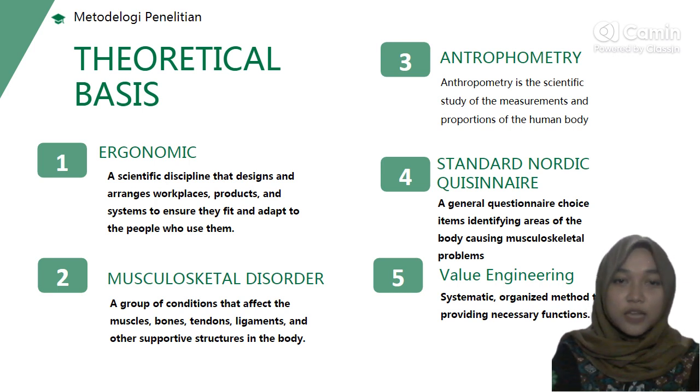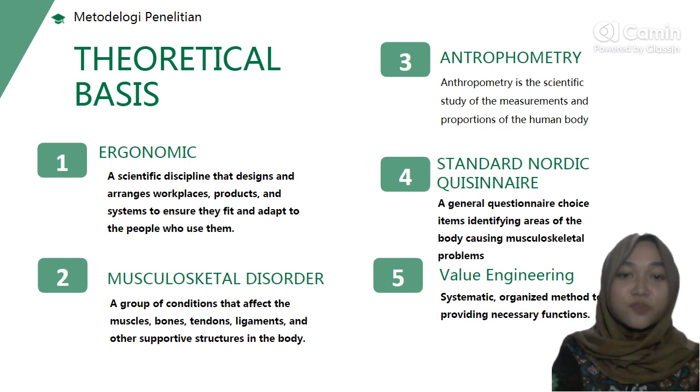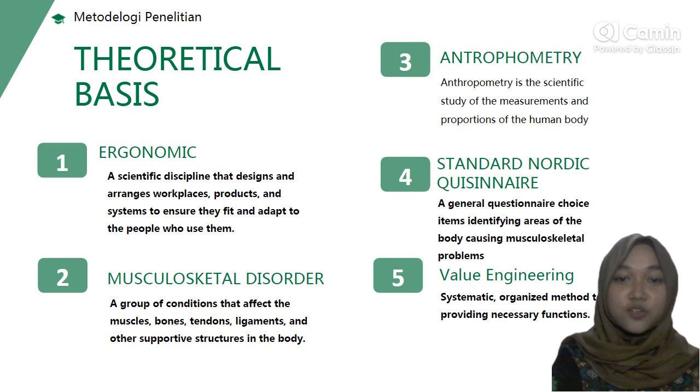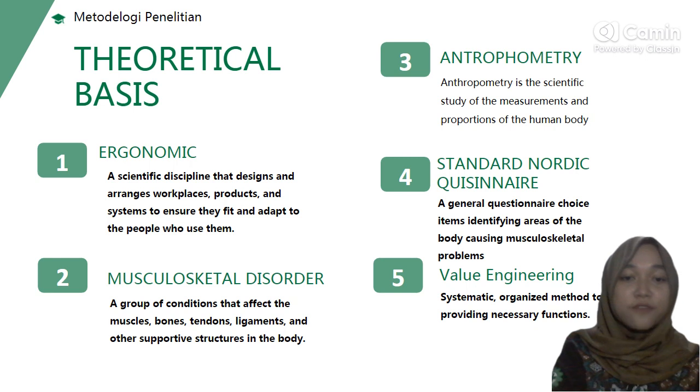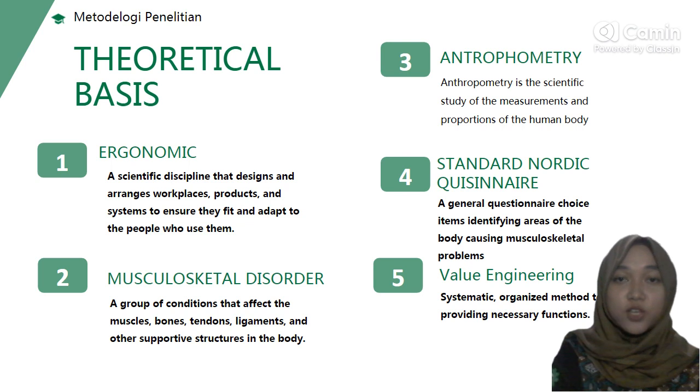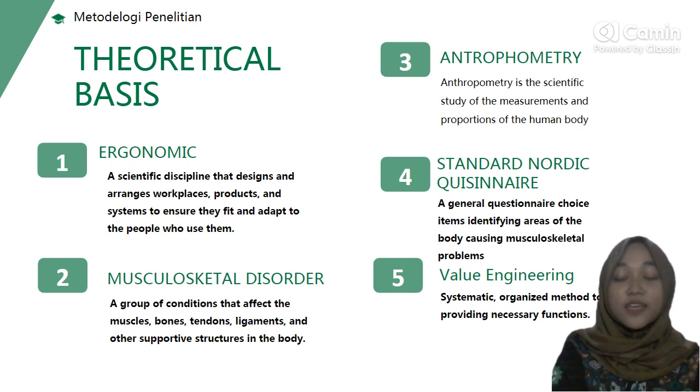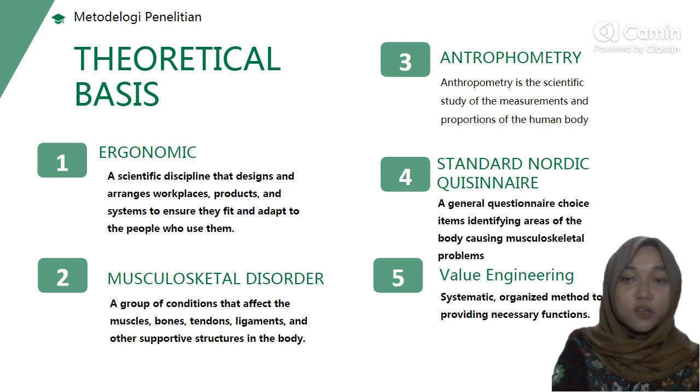The first theory is ergonomics. Ergonomics is a scientific discipline that designs and arranges the workplace, products, or anything, ensuring that the products fit the children or students who use them. And then the musculoskeletal disorder. This is a group of conditions that may affect the muscles, bones, tendons, and ligaments, or any other supportive structures in the human body. MSDs can affect any major area of the human body. In this topic, we will talk about the back and lower back.